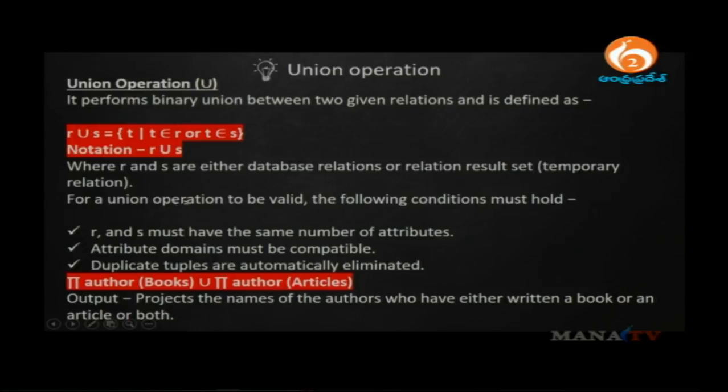For the union operation to be valid, the following conditions must hold. R and S must have the same number of attributes, first of all. Attribute domains must be compatible, and duplicate tuples have to be automatically deleted or eliminated. What does that mean? Let me give you a simple example here. For example, I have two different tables.